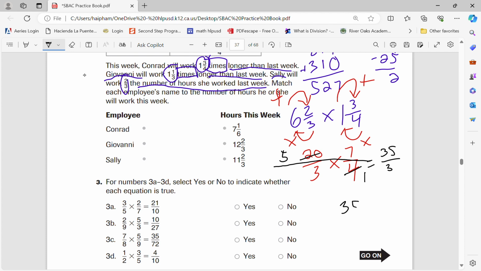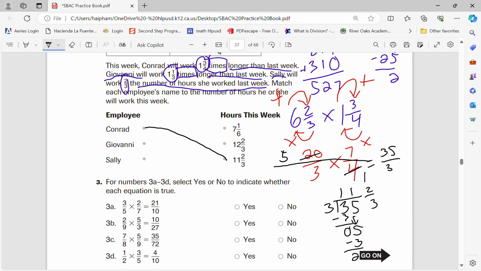We have 35 divided by 3. 3 goes into 3 one time. Bring down your 5. And here we have it. 5 minus 3 is 2. We have 11 2/3. Let's go ahead and match Conrad's sign with 11 2/3 there. And let's jump to the other side for Giovanni.